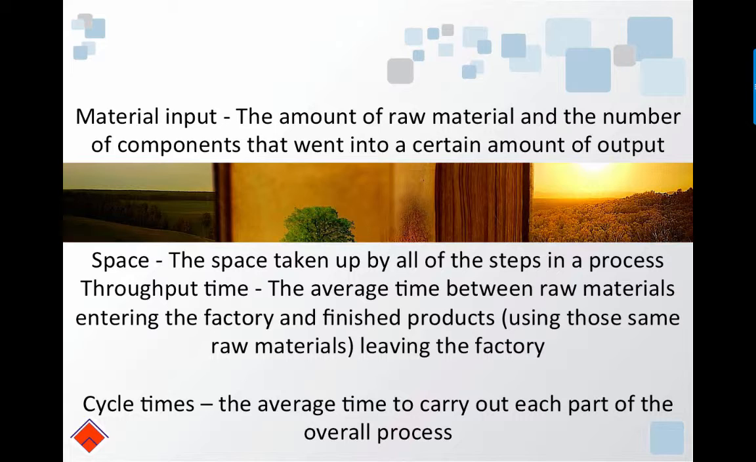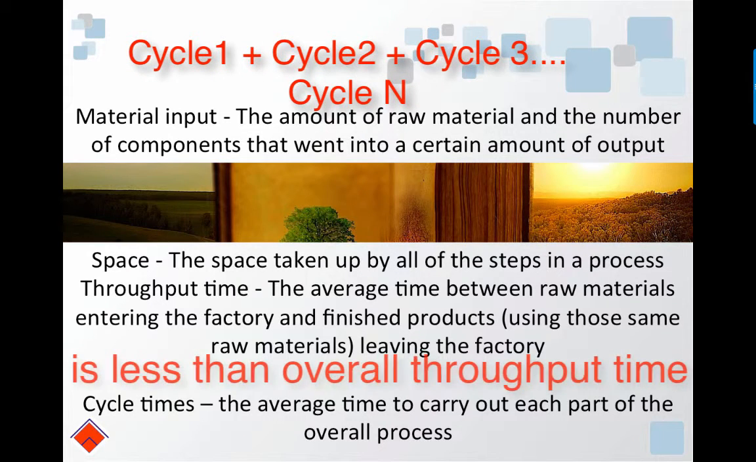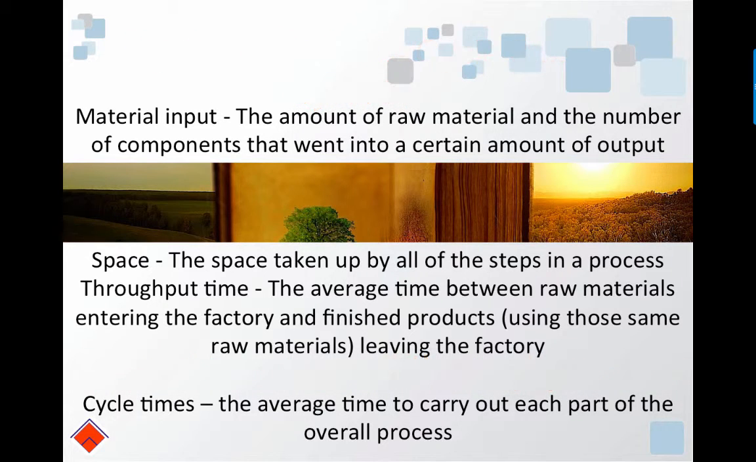From these simple measures, we can get some very useful information. For example, the total time obtained by adding all of the cycle times will almost certainly be quite a bit less than the total throughput time. The rest of the throughput time is waiting and wasted time.